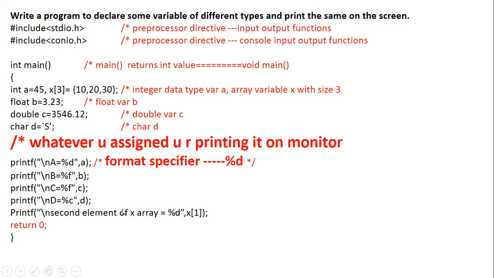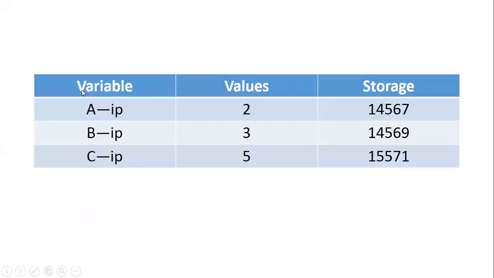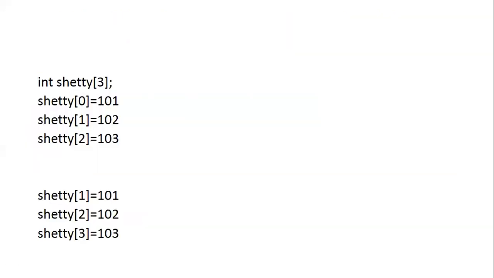You are printing the second element of the X array: second element of X array is equal to percentage d, and X of 1. Now how will it be 1? You can observe it in this slide we have just seen. This slide indicates that you can either start the indices with 0, or you can start the index value of the array from 1. But by default, the index value is always 0.